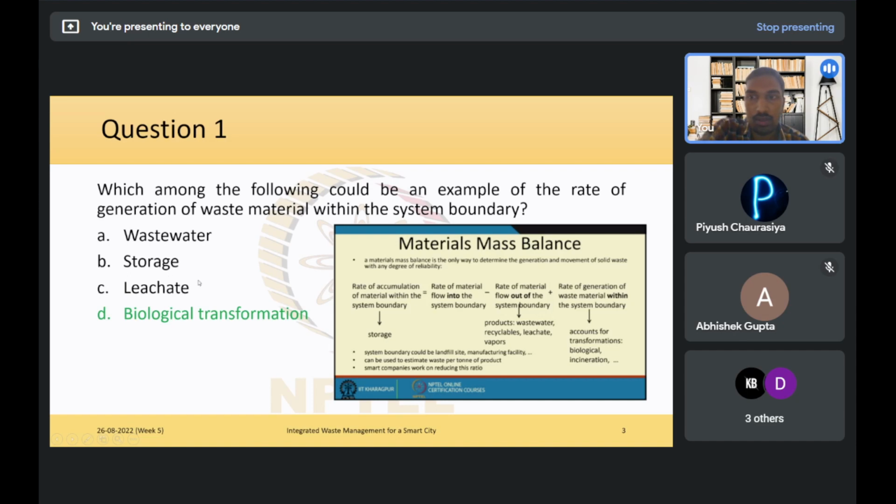Why A, B, and C are not generation within the system is because wastewater and leachate are materials that flow out of the system, right? Wastewater, leachate, recyclables, vapor, all these are materials that will flow out of the system, whereas storage is what gets accumulated from whatever is coming in, whatever is accumulated within the system. Whereas biological transformations and other processes such as incineration lead to generation of materials within the boundary, right? So that's why option D is correct. Is that clear?